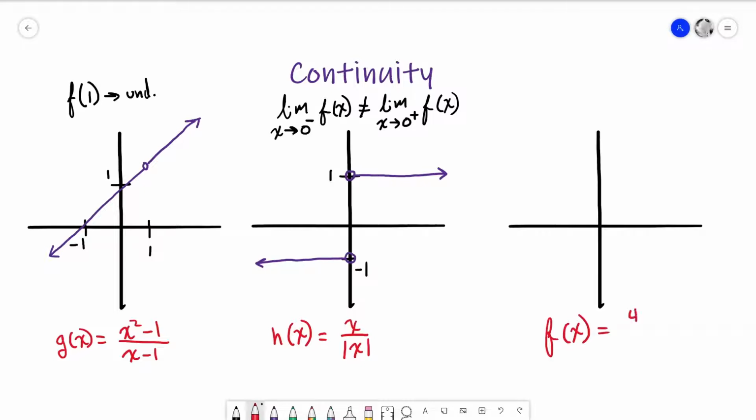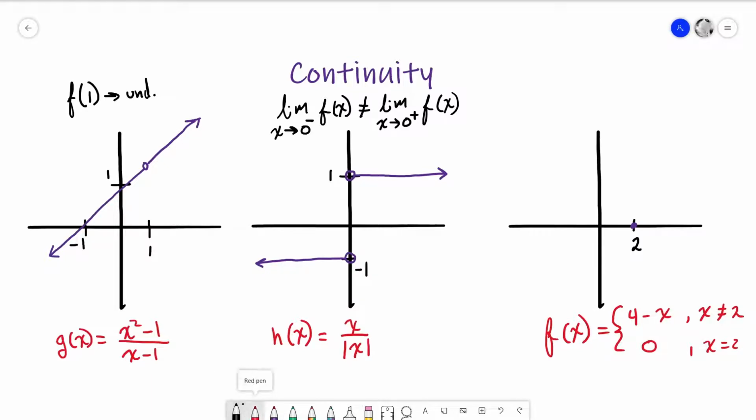The last case that we can look at is the function f of x equals 4 minus x whenever x is not equal to 2, and 0 when x does equal 2. So it's a piecewise function. When x is equal to 2, the function is going to be 0. Everywhere else, it's going to follow 4 minus x.